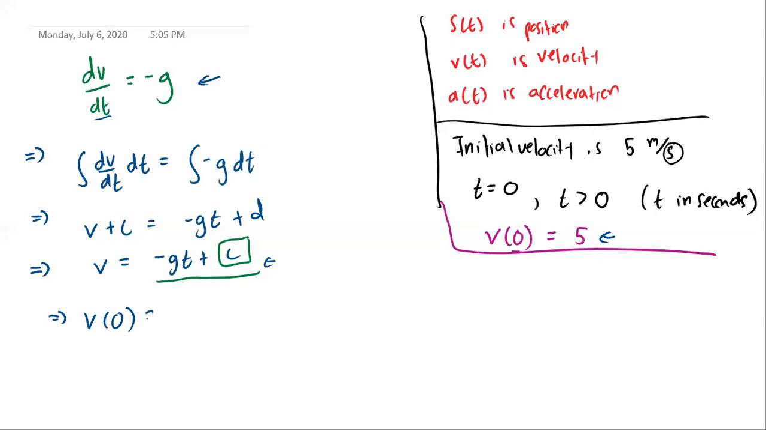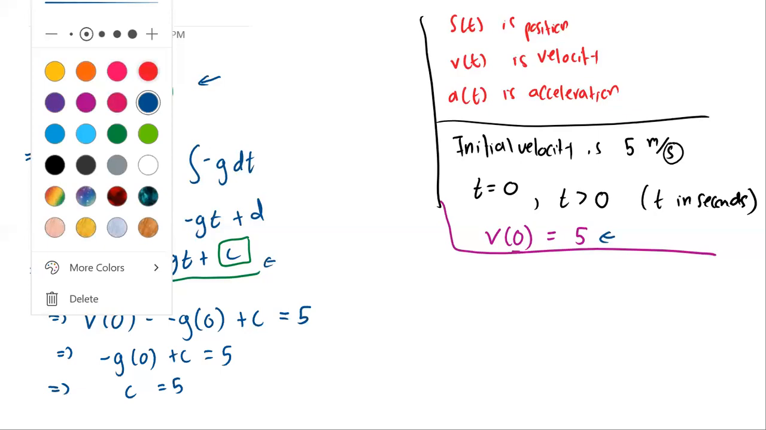Right? So v of 0 is negative g, we're plugging in 0 for t, so change every t for 0, plus c. And we know that v of 0 has to be 5. Initial velocity has to be 5. So we have negative g times 0 plus c has to be equal to 5. Well, any number times 0 is 0. So 0 plus c is just c. c equals 5.